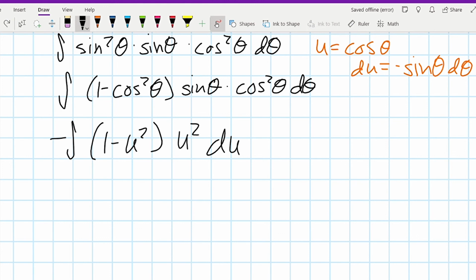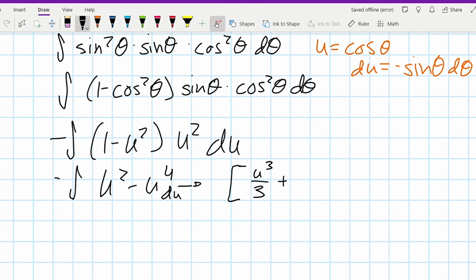So we can go ahead and simplify this and then integrate. To simplify this, you will distribute the u squared to both of them, and you will get this negative u squared minus u to the fourth, and don't forget your du. And once you integrate, you will have negative u to the third over 3 plus u to the fifth over 5 plus c.